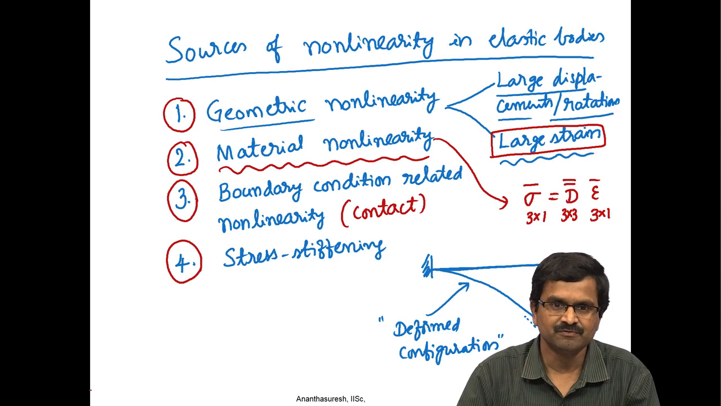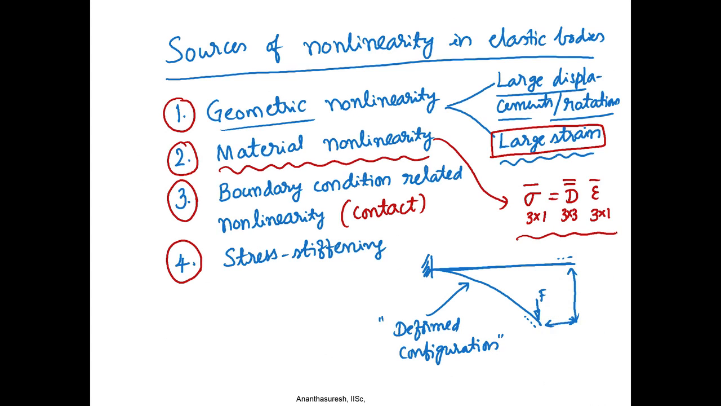Material nonlinearity, which we do not consider, is basically the stress-strain relationship. That will not be considered in compliant mechanisms normally, because we want repetitive motions. Boundary condition nonlinearity, which is contact, we will show a couple of examples today. Stress stiffening happens in beams, and that has to be paid attention to also.